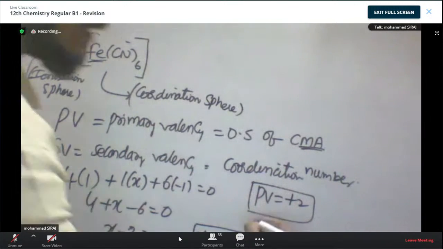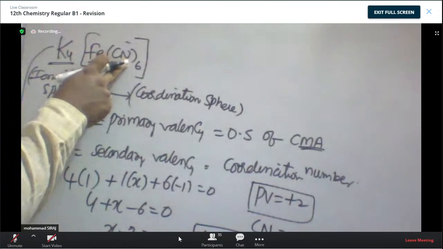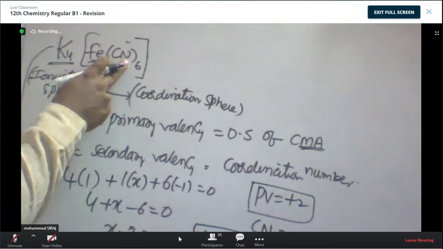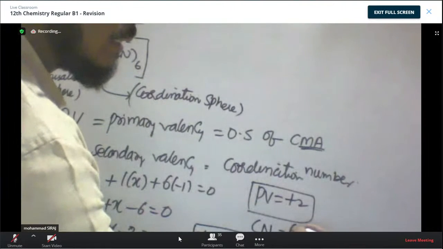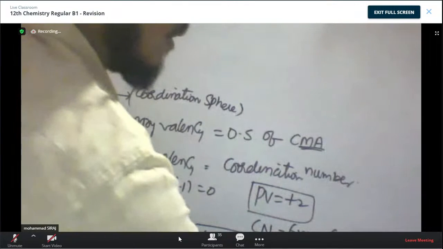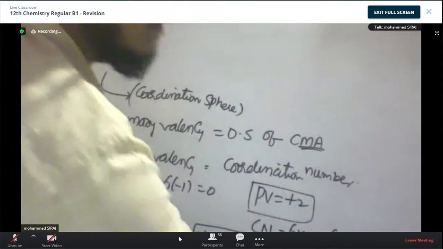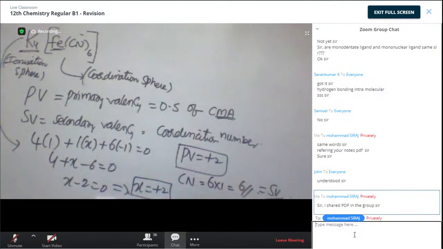Secondary valency, the coordination number, depends on whether it is a monodentate or bidentate ligand. Which dentate ligand is this? This is monodentate. How many monodentate ligands are there? 6 into 1. The coordination number is 6. Coordination number is nothing but which valency? Secondary valency. Did you get the point?